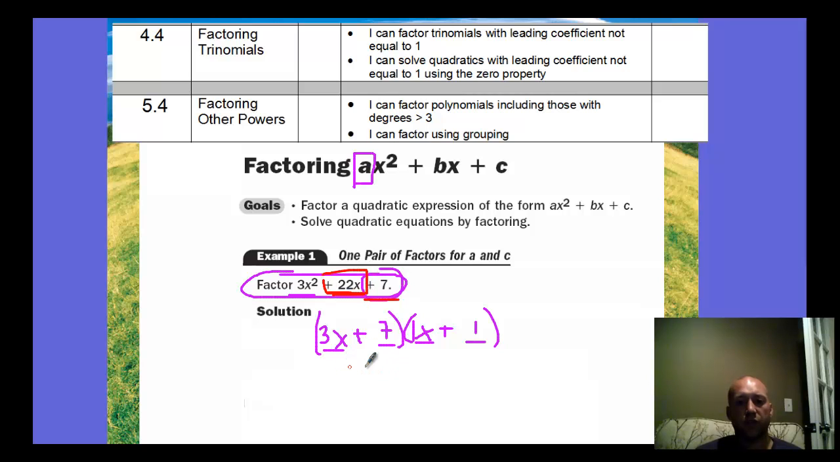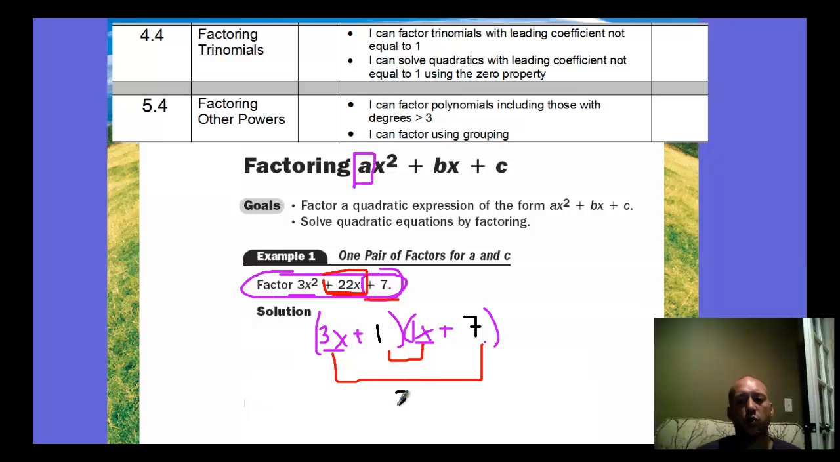22x comes from OI, the outside inside. And when I look at how I have it written here, 3x times 1 is 3x, 7 times 1 is 7x, if I add those, I get 10x. So there's an error in here. So OI is very crucial for you to go back and look at. So what we need to do here is actually rotate or flip where we have the 7 and the 1. So we would actually put the 7 here and the 1 here.